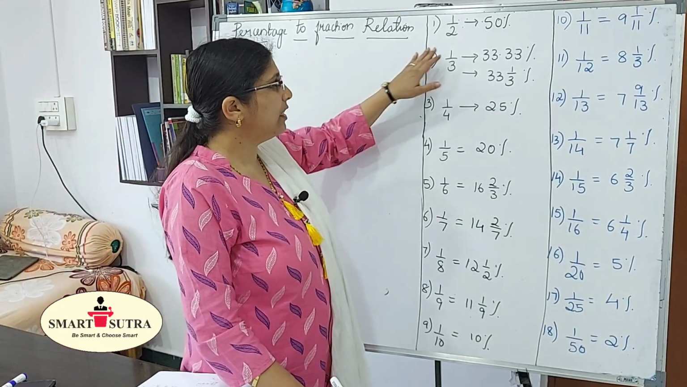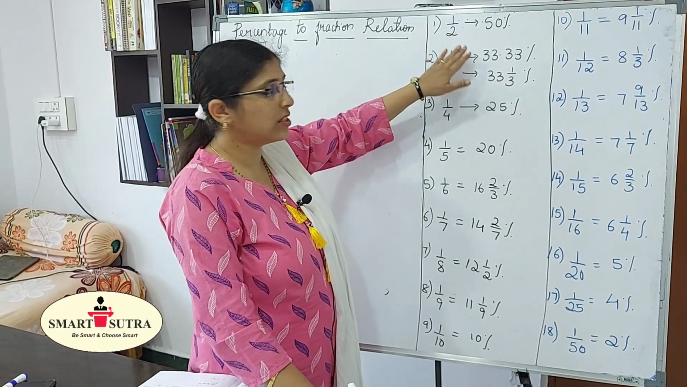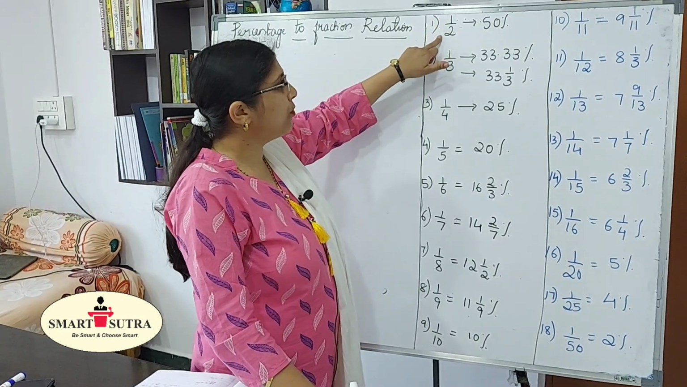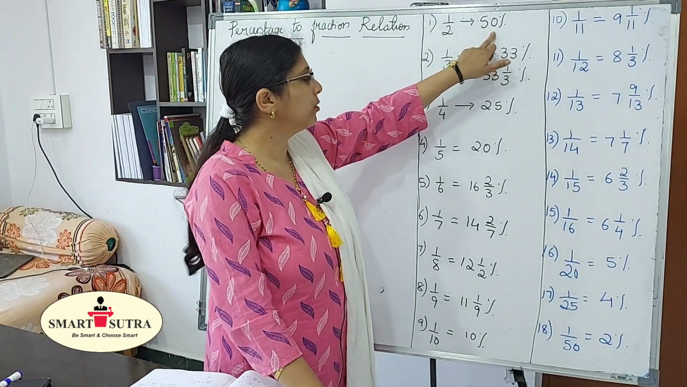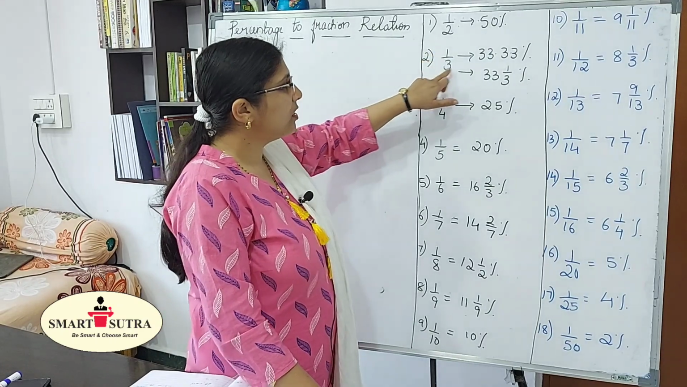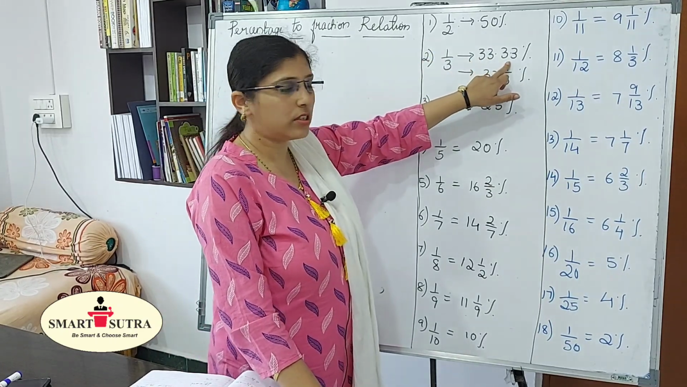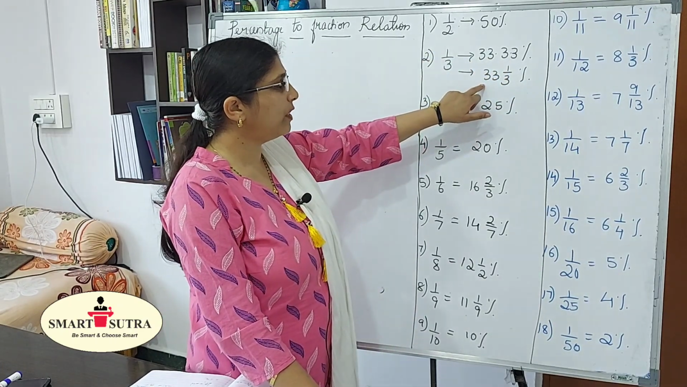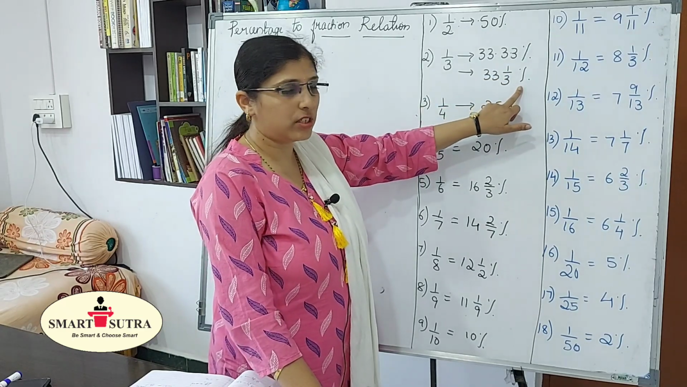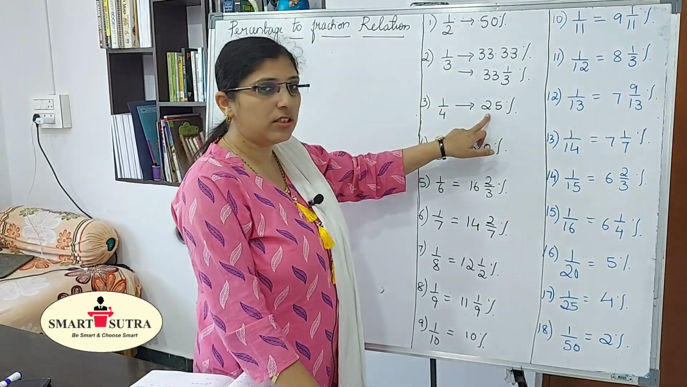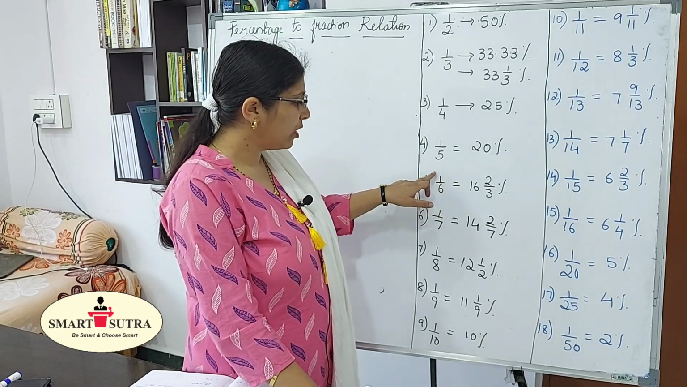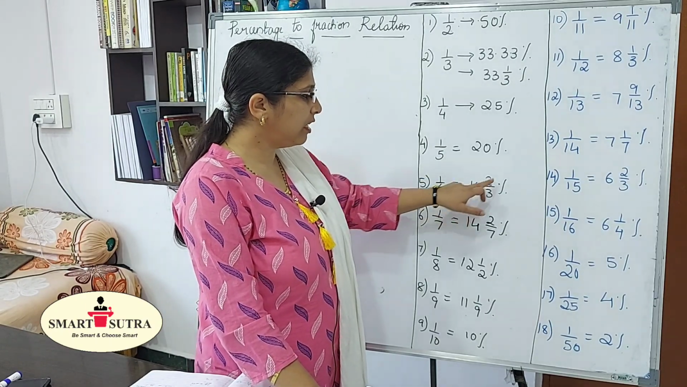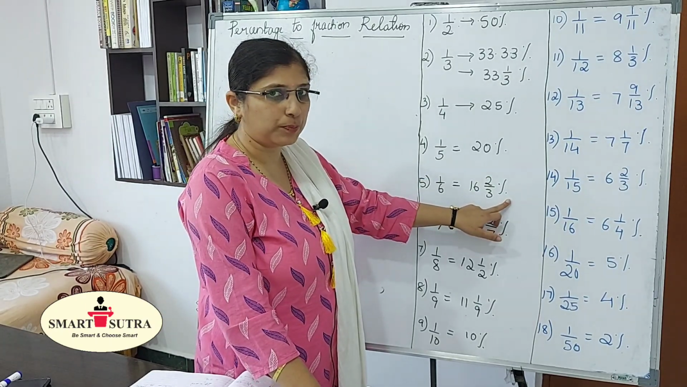These are some relations between fractions and percentages. So 1 by 2 is equal to 50%. Similarly, 1 by 3 is equal to 33.33%, or in fraction form, it is 33 1 by 3%. 1 by 4 is 25%. 1 by 5 is 20%. 1 by 6 is 16 2 by 3%.